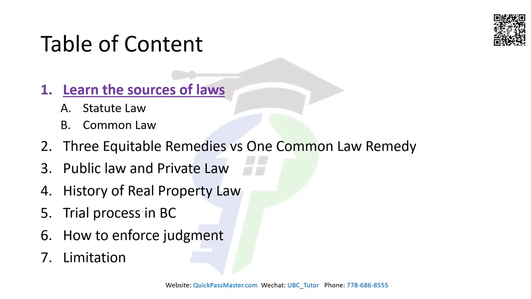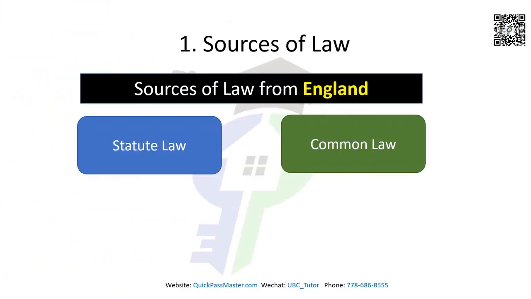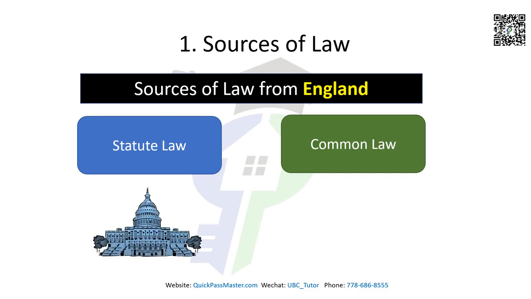Number 1. Sources of laws. Our sources of law came from England. Canada was colonized by England, so England introduced its legal system to Canada. Today in BC, Canada, our sources of law are statute law and common law. And statute law is the law created by the government, while common law is the law created by the courts.